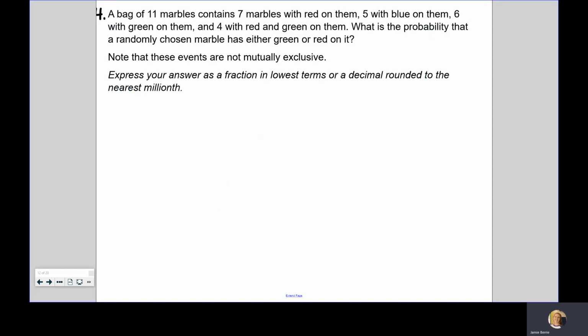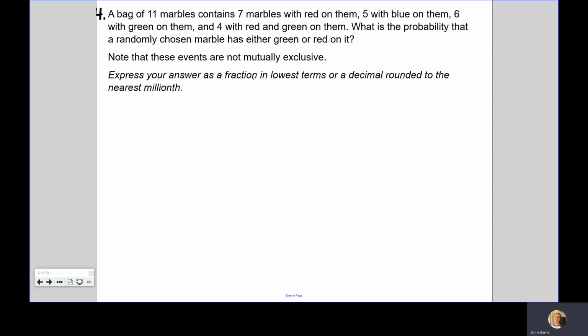So it says a bag of 11 marbles contains 7 marbles with red on them, 5 with blue on them, 6 with green on them, and then 4 that have red and green. What is the probability that a randomly chosen marble has either green or red on it? Note that these events are not mutually exclusive. So that means they could happen at the same time. You could have a marble that has green on it and red on it at the same time.